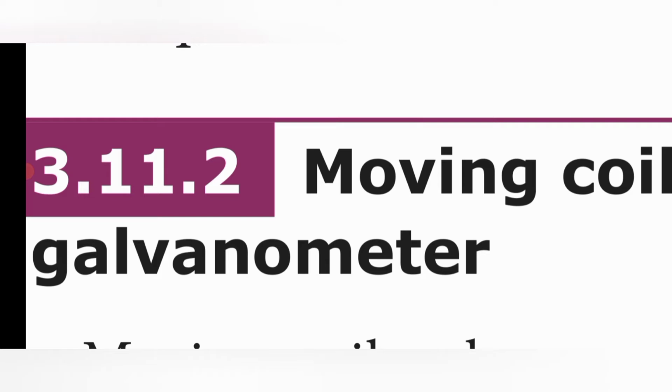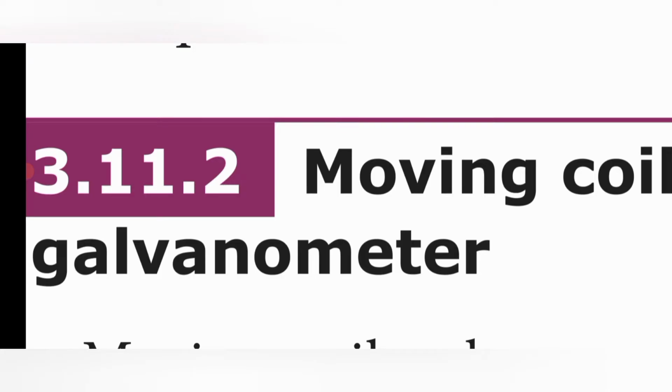Yesterday we saw the topic of torque on a current loop. That is the torque produced in a rectangular coil which is present in a uniform magnetic field. Its application is the moving coil galvanometer here. The same principle is used in this galvanometer. You know very well about the galvanometer.